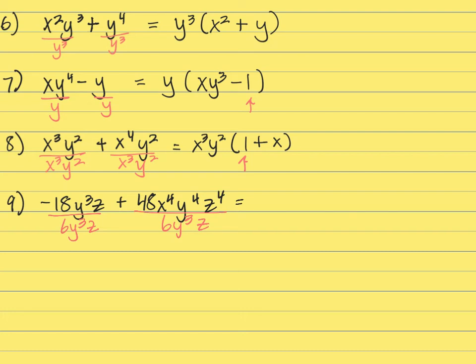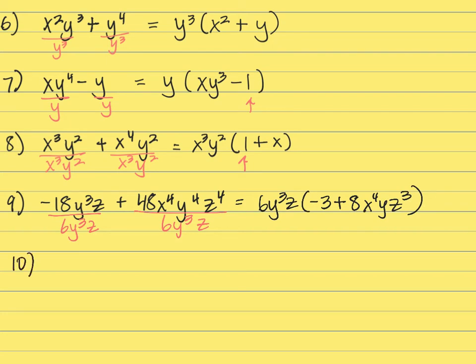So then that gives me, well, I got to keep my 6y to the 3rd z. And inside, that would be negative 3 plus 8 x to the 4th, because none of those cancel, 1 of the y's, and then 3 of the z's. All right, very good. Let's do another one.